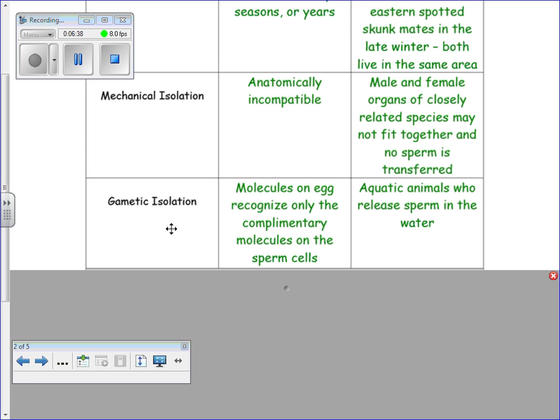If it actually gets that far, the sperm has to have molecules on the outside of it that are going to match the receptor molecules on the outside of the egg. A great example of this would be external fertilization of aquatic animals. Many aquatic animals do reproduce externally, and they simply release the sperm into the water. The sperm then have to swim and search out the compatible egg. A sperm may approach an egg, but if it doesn't fit, if the receptor does not fit into the complementary molecule, then the sperm is not going to fertilize that egg.